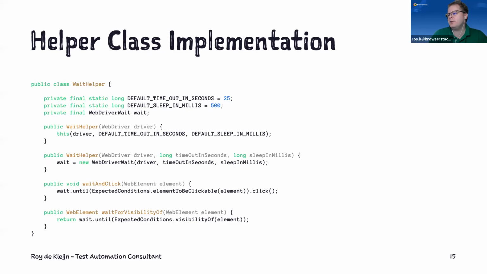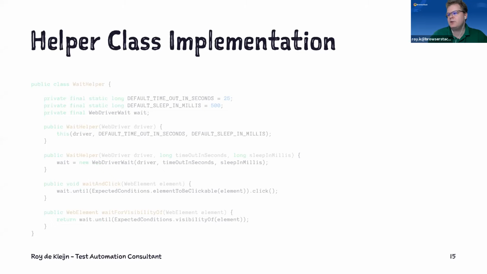So the helper class can look like this. We have a wait helper class with a constructor, and this constructor creates a new instance of WebDriver wait. And in this case, we have wait and click, and we have wait for visibility of. Now, wait and click will just wait till the element is clickable, and wait for visibility of will wait till some element is visible, and then it will return that element. That is basically what this simple helper class does. Of course, you can extend it with much more helper methods, but that doesn't really fit on this slide, so I didn't do that.